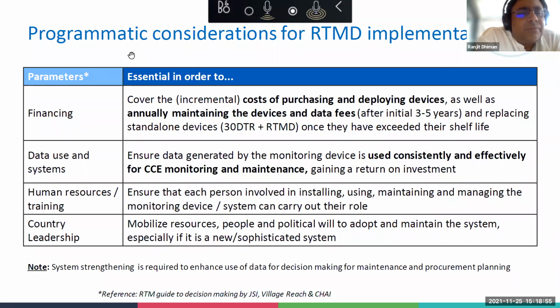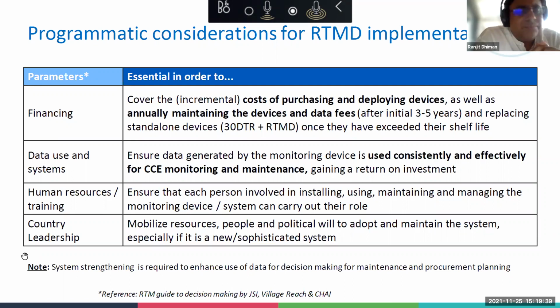And then we also need to consider data use and systems, which includes basically how do we monitor the fridges and link it to maintenance as a broad strategy, as I mentioned at the beginning. And then human resources. So the training part: who's going to use the RTMD as a focal person to monitor and pull key reports from the RTMD, for example, at the central level or the district level, because RTMD is accessible through a dashboard. So somebody needs to be monitoring it and using it, and those kinds of training aspects have to be well planned in the country.